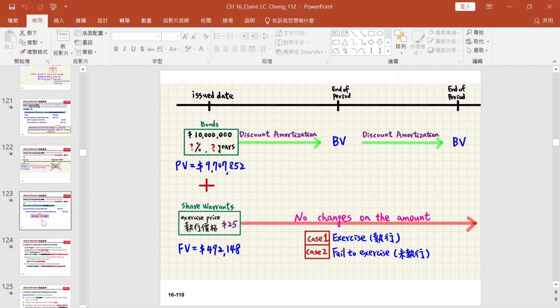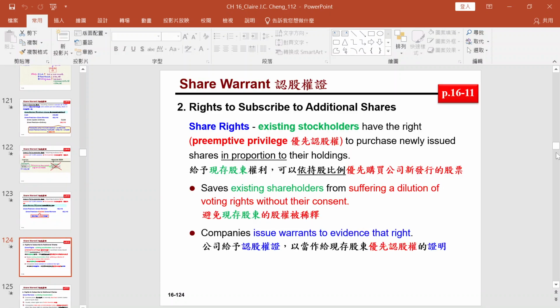On your slide 124, remember, the second reason is for your existing shareholders. We want to protect them, right? So we give them what? Preemptive right, 认股权证，优先认股权, preemptive right, 优先认股权. So we use share warrant as the evidence to prove their right only. Okay, so your share warrant, we give it to existing shareholders as evidence.